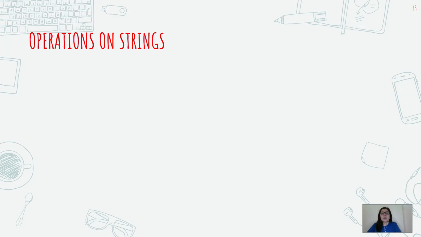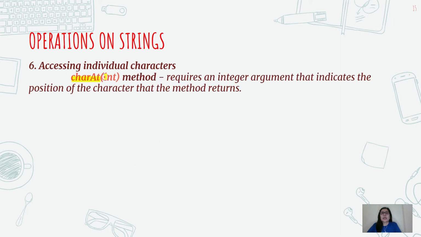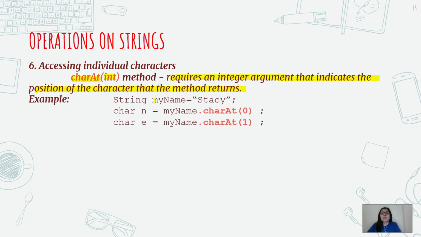Next, we have the accessing individual characters. We have here charAt and an int inside its parameter method, which requires an integer argument that indicates the position of the character that the method returns. So, we have here an example, string myName, the value is Stacy. So, i-identify niya kung ano yung character doon sa index or position na yun. So, we have myName. Ang ating value is Stacy. So, in the first one, that charAt 0.